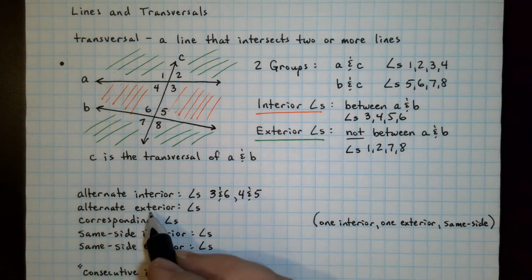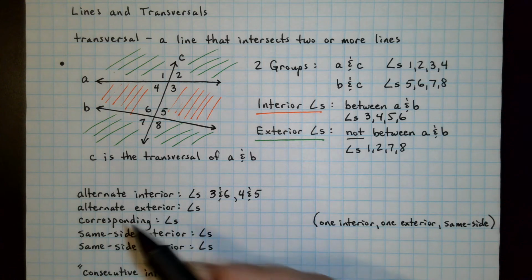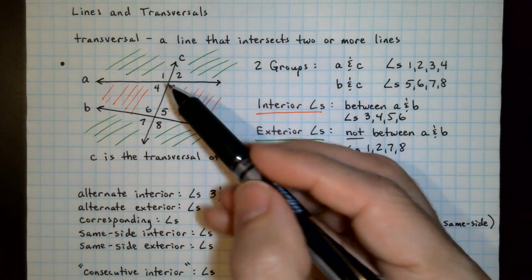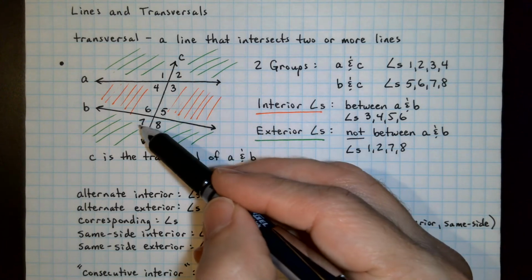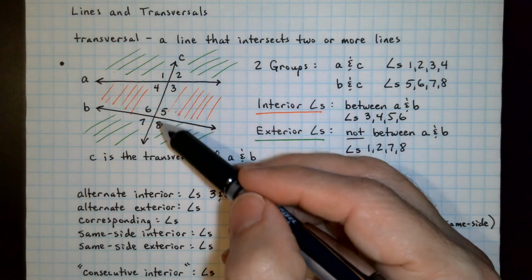Well, alternate exterior is a lot like alternate interior, except you're talking about exterior angles. An example would be 2 and 7, and another would be 1 and 8.